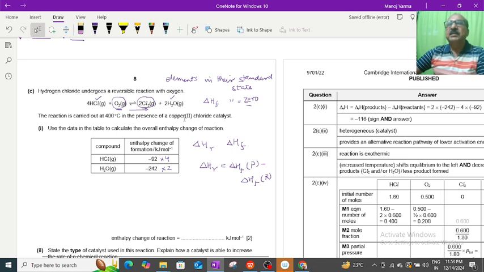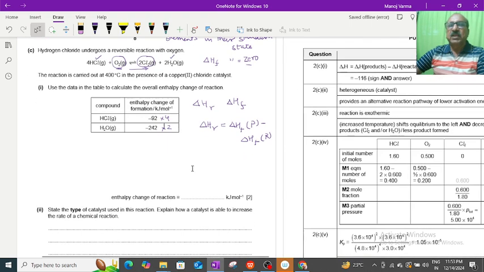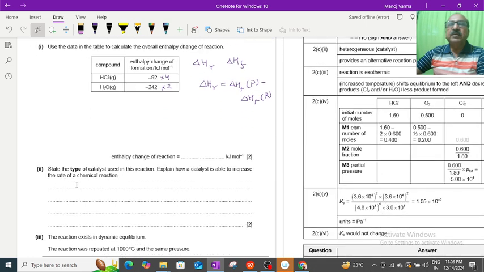So when the catalyst and the system, particularly the reactants, are in different states, then we call this catalyst a heterogeneous catalyst. So what is the type of the catalyst used in this reaction? It is the heterogeneous catalyst. That's the answer. Now explain how a catalyst is able to increase the rate of chemical reaction.